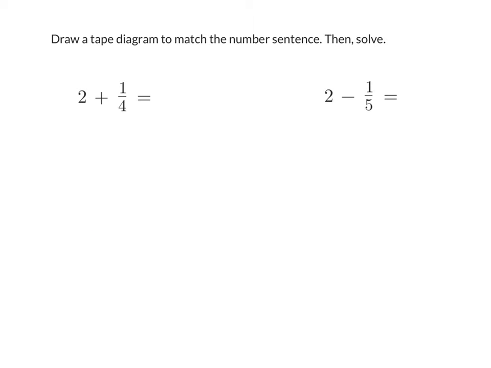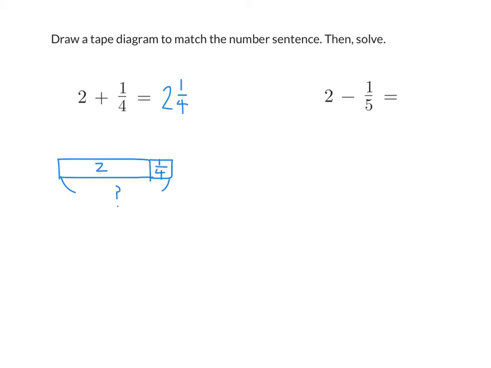Okay, today for our first slide, the directions tell us to draw a tape diagram that matches the number sentence and then solve it. So our first question is 2 plus 1/4. If I draw a tape diagram, I can show that I have 2 first, and I have to add 1/4. All together then, what do I have? Everyone? 2 and 1/4, and we write it like this. It's a mixed number. 2 and 1/4.